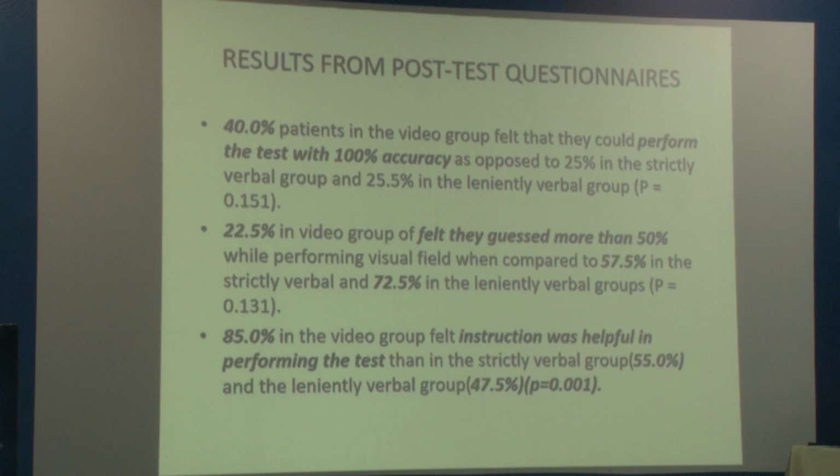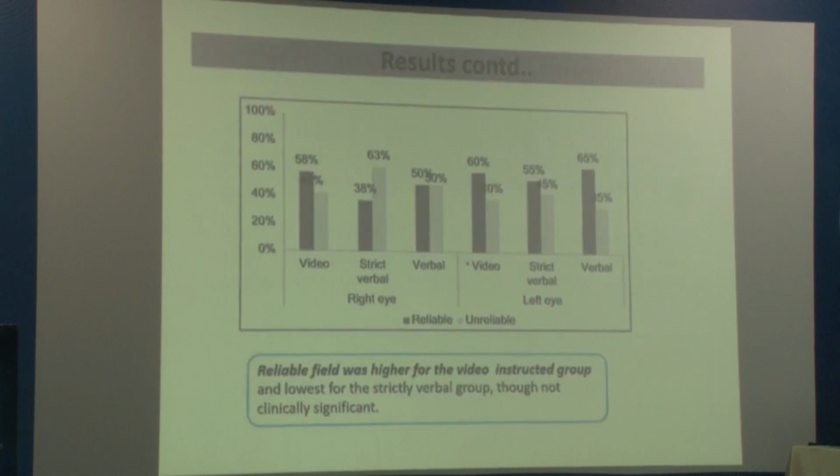Again, 22.5% of the patients in the video group felt that they guessed more than 50% while performing the visual field test, as compared to the other two groups, which were higher, at 57.5% and 72.5%. And 85% in the video group felt that the instruction was helpful in performing the test, as compared to 55% and 47.5% in the other two groups.